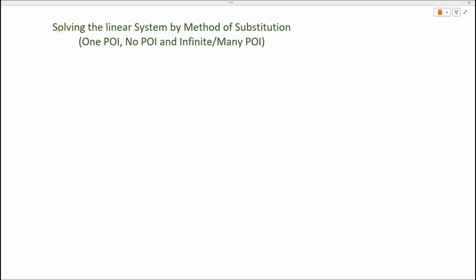Hello, today we'll understand how to solve a linear system by using the method of substitution. By doing that, we could have one solution, as in one point of intersection, no point of intersection, or infinitely many points of intersection. So let us first take the example of a linear system and try solving it by the method of substitution.